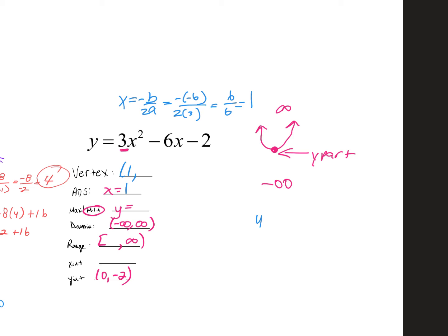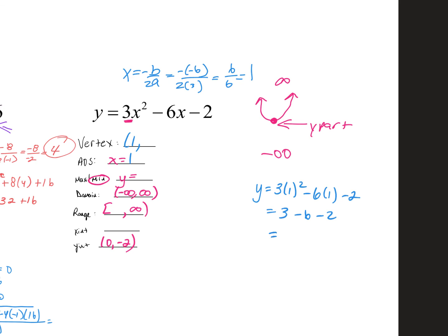So now I'm going to say, y equals 3 times 1 squared minus 6 times 1 minus 2. You guys with me? Okay, so 1 squared is 1, so 3 minus 6 minus 2. What's 3 minus 6? Negative 3, minus 2 gives me negative 5. So my vertex is at 1, negative 5. My minimum is at y equals negative 5. My range goes from negative 5 to infinity. So the only thing I have left to do is find the x-intercepts.